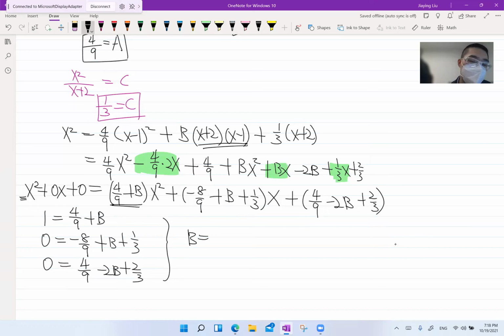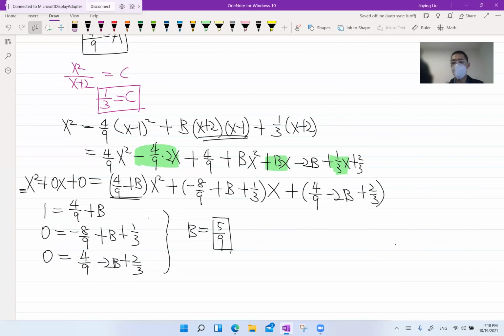What is that? So that's 3, 9. b is 5 over 9. Just quickly checking, I think the first and second equations give you the same. I'm sure the third one gives you the same b back. So this is the long way, but it always works. You just have to do a lot of expansion of the right side and then group the like terms.